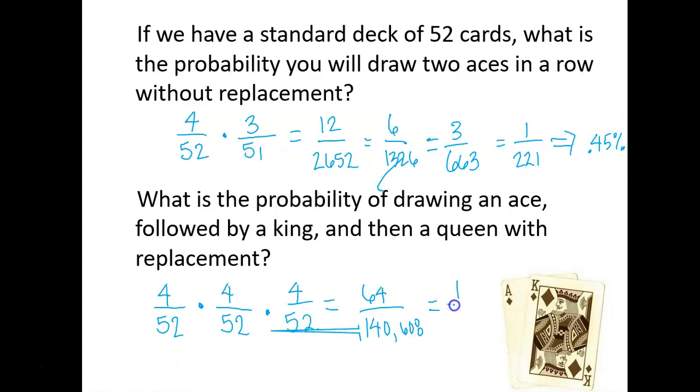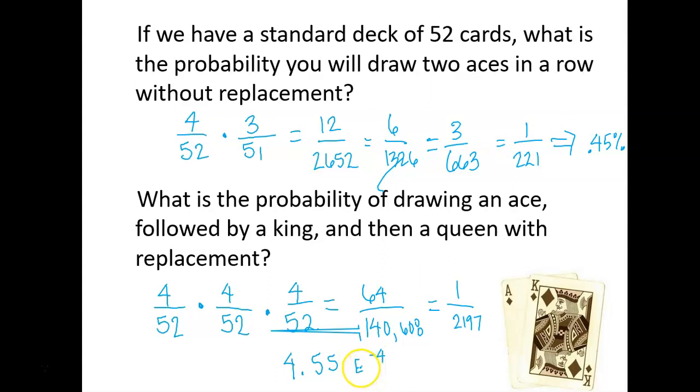Reduces to 1 over 2197. So you can see why winning at card games is a very low percentage of success. Okay, so 1 divided by 2197. Now in my calculator, it's coming out like this: 4.55, and then it has a bunch of other decimal places, and then it says e to the -4th.